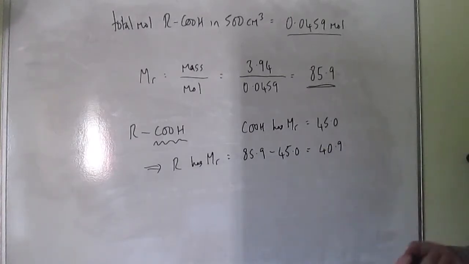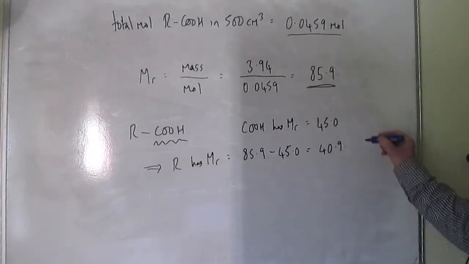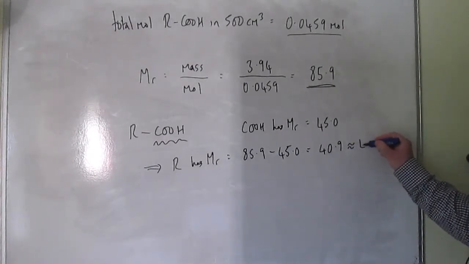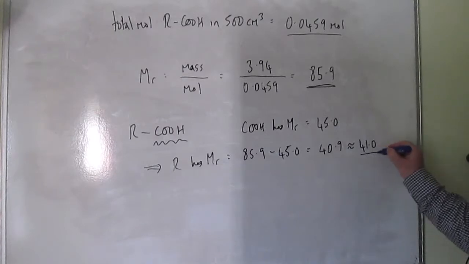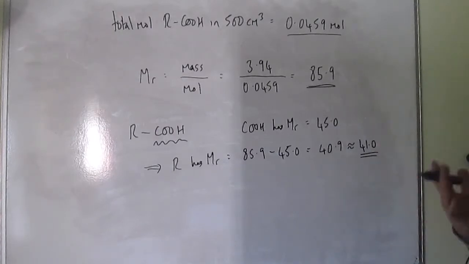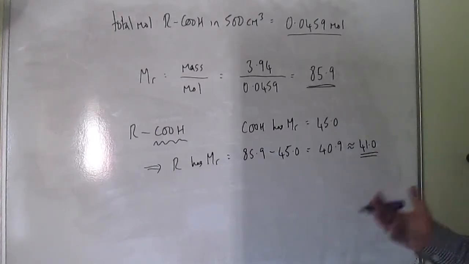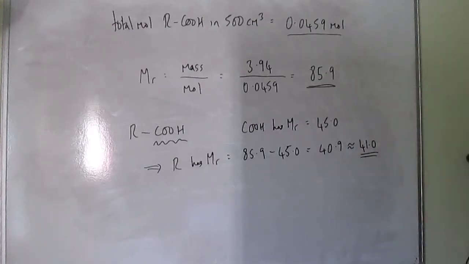Now we know that R is just made out of carbon and hydrogens, which have whole number atomic masses, 1 for hydrogen, 12 for carbon, so that number needs to be rounded up to a whole number. So that's 41.0, and we do that because we can only get a whole number by adding up carbons and hydrogens. So we've got to work out how many carbons and hydrogens will give us an MR of 41.